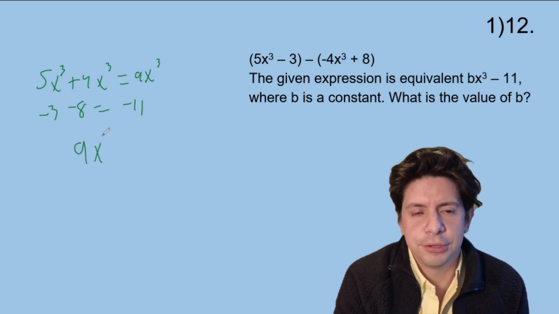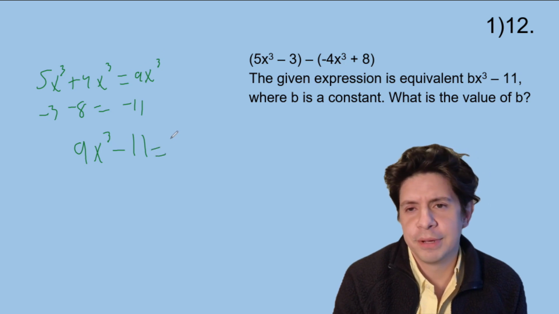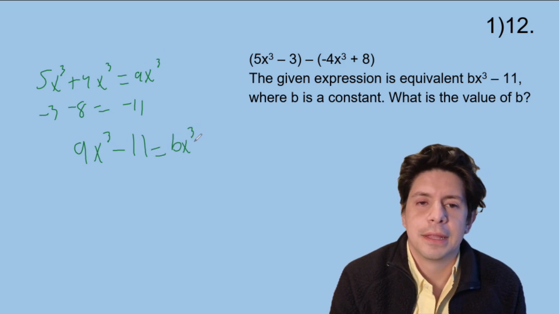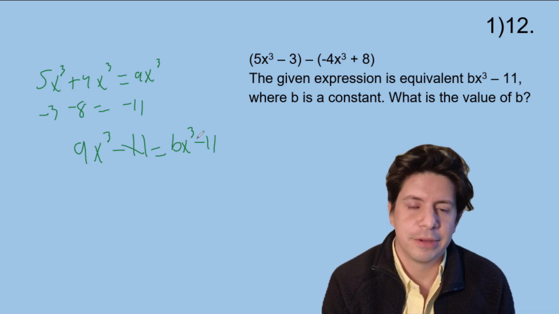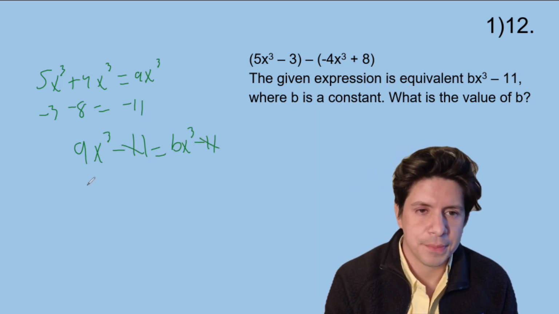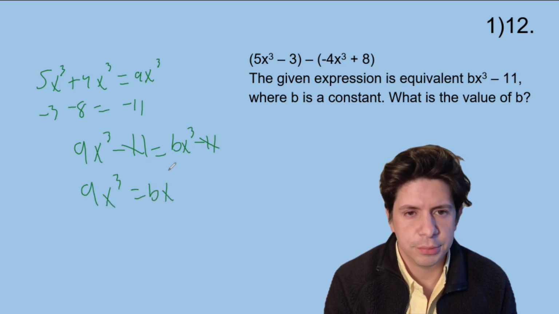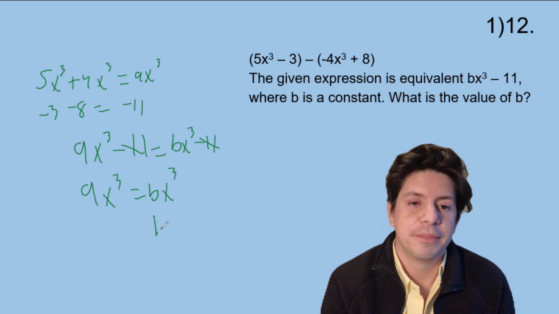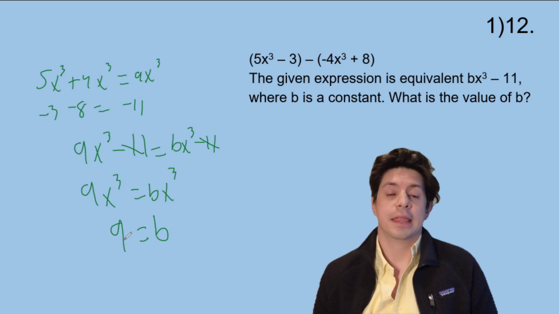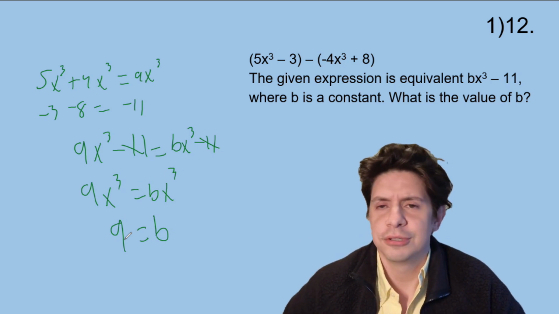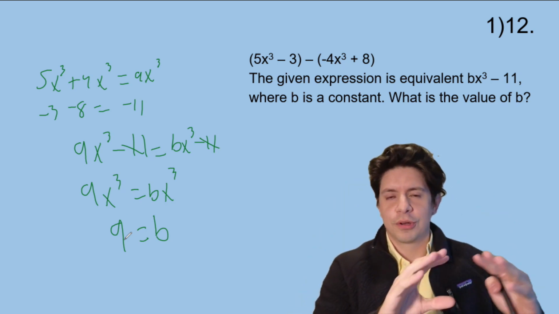So we get 9x cubed minus 11 equals bx cubed minus 11. And now they have to be like terms, have to equal the like terms, right? So really the 11s anyways, they're going to go away because they're equal. And we get 9x cubed equals bx cubed. And then for these to be equal, right, b has to equal 9. You could divide out the x cubed. You could just think about it conceptually, and that will get us our answer, right? It's not too bad of a question. You just have to understand that you can sort of eliminate like terms and work on each like term on its own.